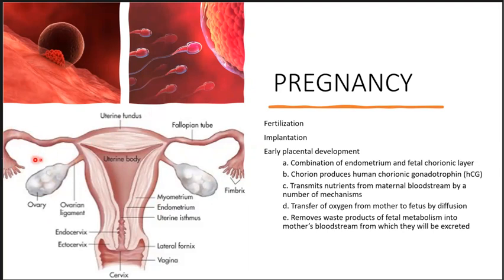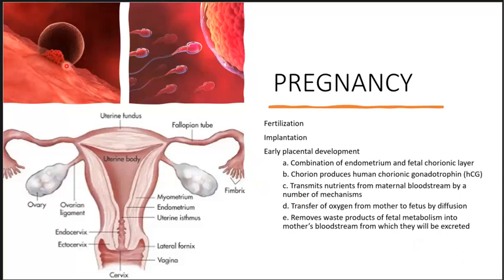And then the fertilized egg will travel down the fallopian tube and burrow deep into the lining of the uterus at about this area on the upper part of the uterus, usually about 1 week after fertilization. So that's what we refer to as implantation. And then we begin to witness early placental development.